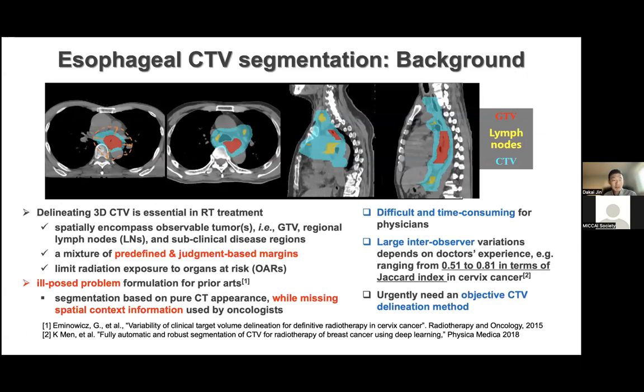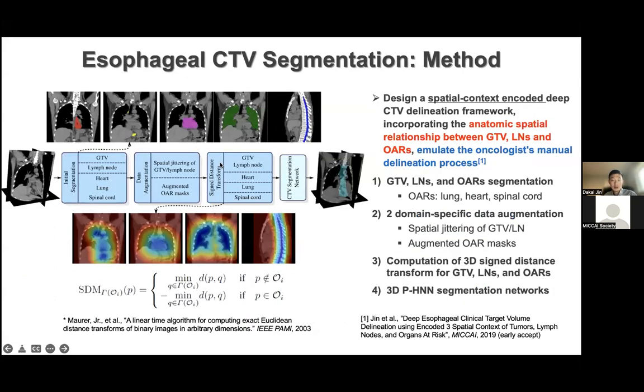CTV is a region that covers the primary tumor, lymph nodes, and cancer spread pathways. So it's kind of different from tumor or organ segmentation, where you have clear anatomic boundaries. CTV is an area that is a mixture of predefined and judgment-based margins. Previous work often used just the image context to infer those CTV margins, which is clearly an ill-posed problem.